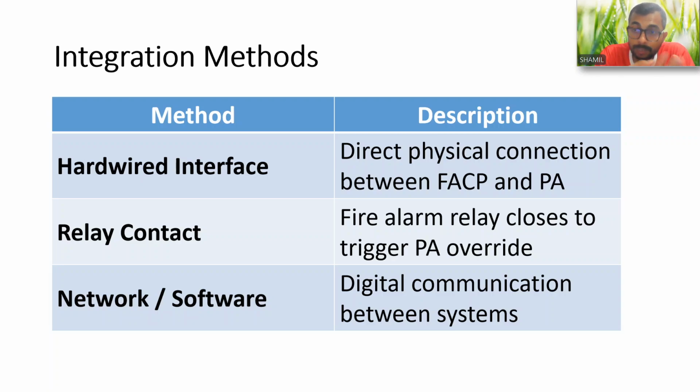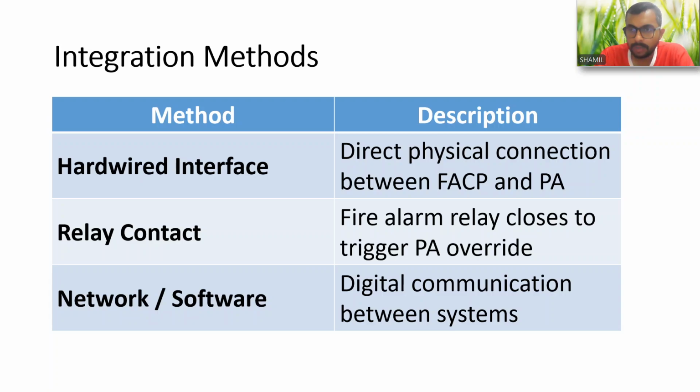Then the last one is the network integration, or software integration. Here we use Ethernet cables and so on for the communication purpose. So it's basically a digital communication between systems. In addition to sending a signal, we can know which place is having the alarm, which place is having the fault, and other additional details, which is possible through the network or software. So this is an advanced integration method when compared to the previous two, that is the hardwired interface and the relay contact.